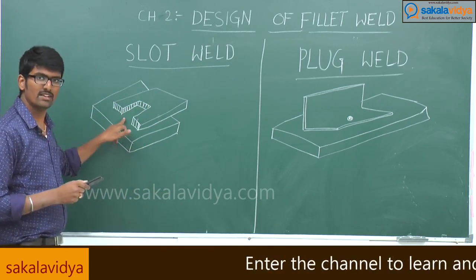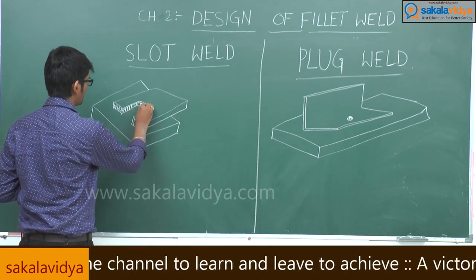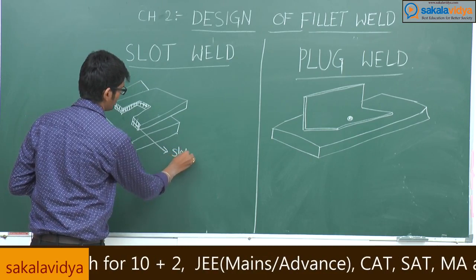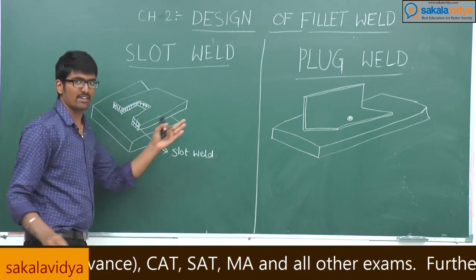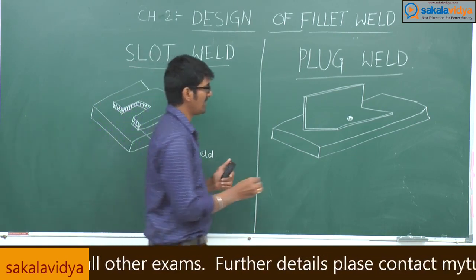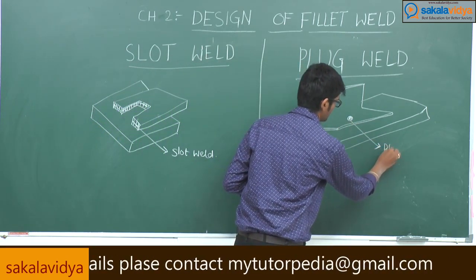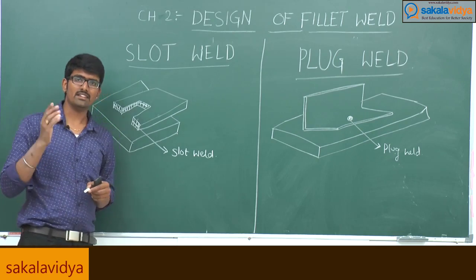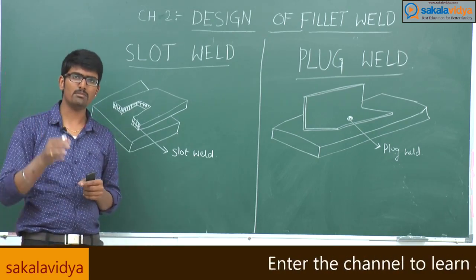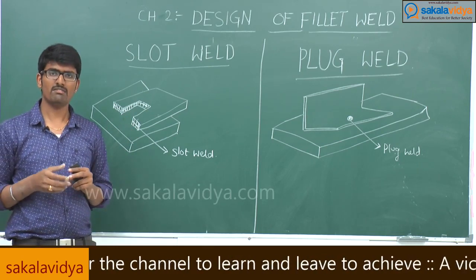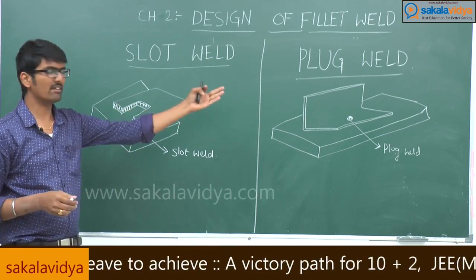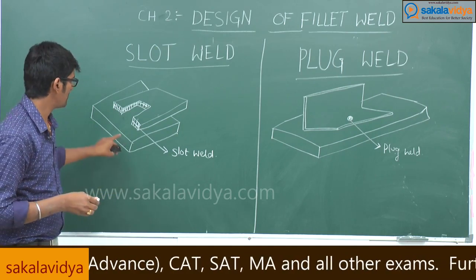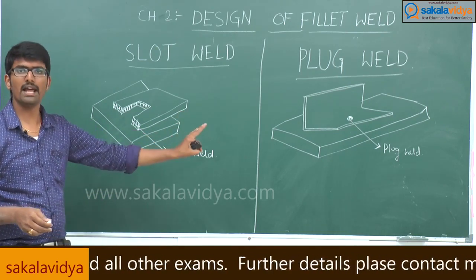This is called a slot weld, where the welding is done in the slot itself. At this portion, welding is done. This is an example of a slot weld. Plug weld, this is a diagram for a plug weld. See, the welding is done here, a very minute place. Both slot and plug welds are employed in places where it is impossible to use rivets and bolts. This is the main advantage of using welded connections. This is an example of slot welding, and this is an example of plug welding.